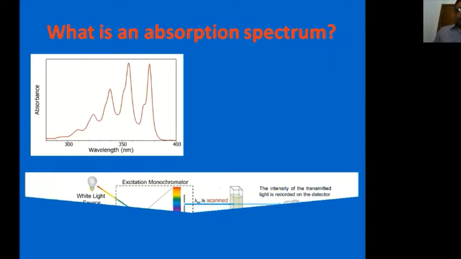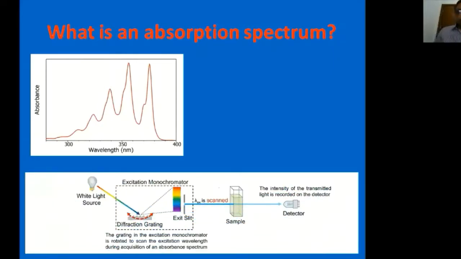Now, how do we record this using a spectrophotometer? You have to scan your monochromator, take the white light from the source, and then look at the absorbance, the intensity of the transmitted light. You have a cuvette, and light is passing through. What we measure is the intensity of the transmitted light. This is how you measure and record an absorption spectrum.